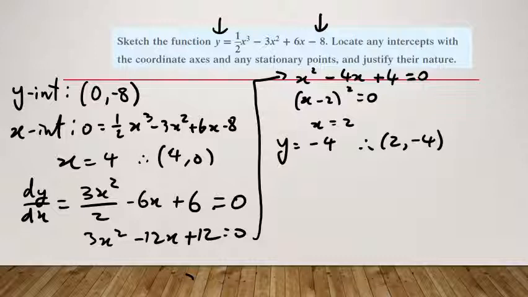Then we need to find its nature. I'm just following the sentence, by the way. Locate any intercepts with the coordinate axes and any stationary points. So we found the coordinates, which is part of the stationary points. Then it says justify the nature.